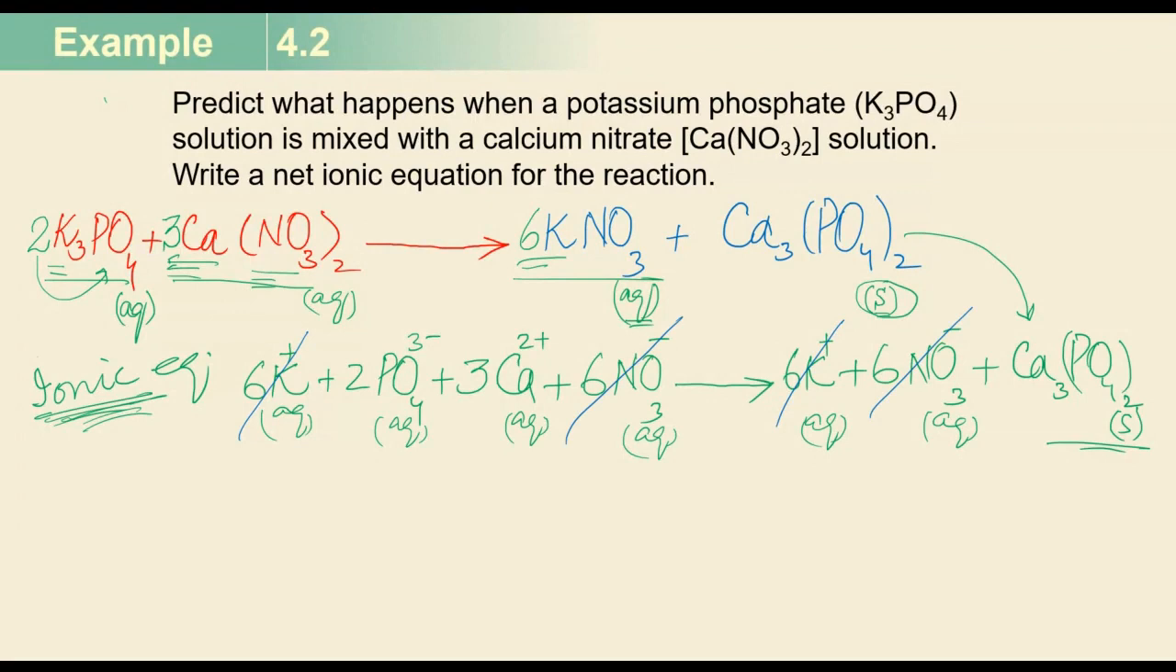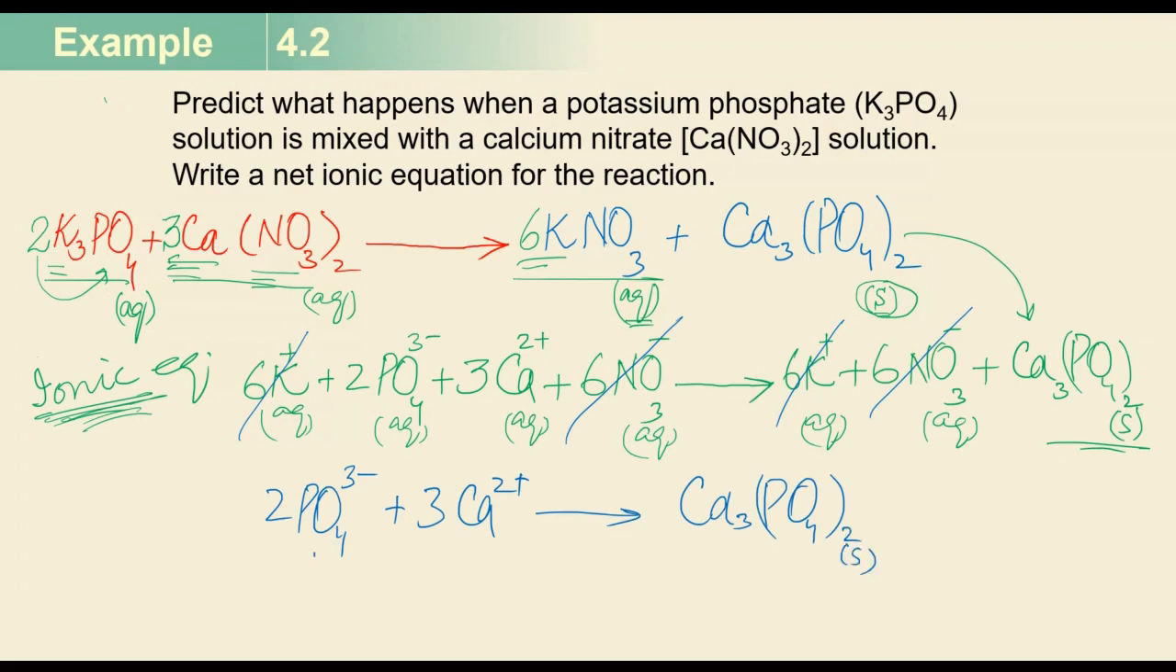Very good. Now what is left? 2 PO4 3 minus plus 3 Ca 2 plus. It gives us Ca3(PO4)2 solid. And we write AQ, AQ. Now this equation is known as the net ionic equation. Net ionic equation.